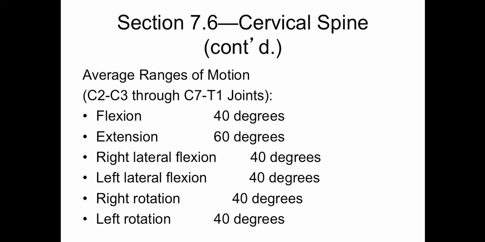The ranges of motion listed on this slide are the average ranges of motion of the lower cervical spine, joints C2 to C3 through C7-T1 from an anatomic position. On this slide are depicted the ranges of motion for the entire cervical spine, joints C1-C2 through C7 through T1 from an anatomic position. The numbers listed in this table include information for the atlantoaxial joint and the joints of the lower cervical spine.